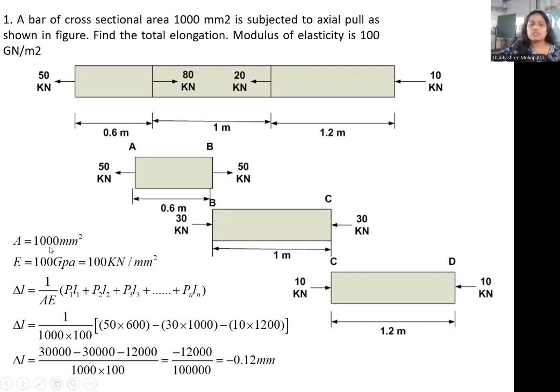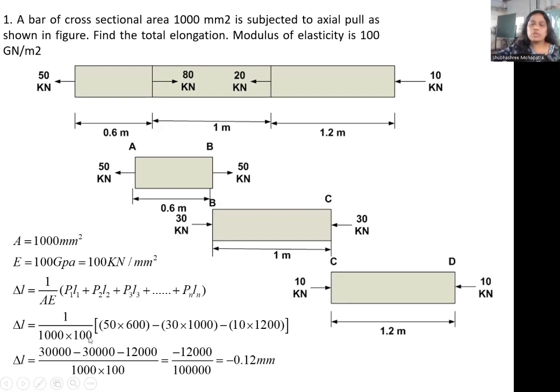The cross-sectional area is given, 1000 mm square. Young's modulus is given, that is 100 gigapascal, which is nothing but 100 kilonewton per mm square. The elongation formula is 1 by AE times P1 L1 plus P2 L2 plus P3 L3 up to Pn Ln. But we have 3 sections. So this is P1, L1, P2, L2, P3, L3. Now put the values in the formula. 1 by area, which is 1000, E is 100 kilonewton per mm square.